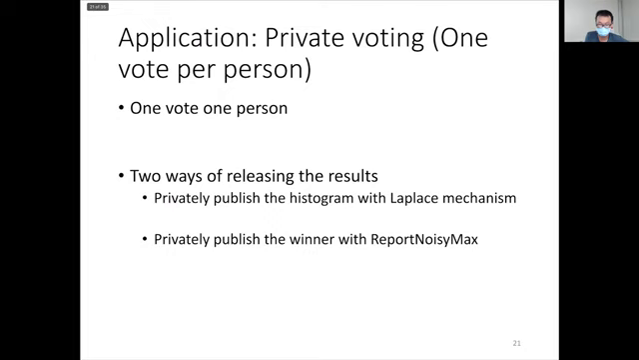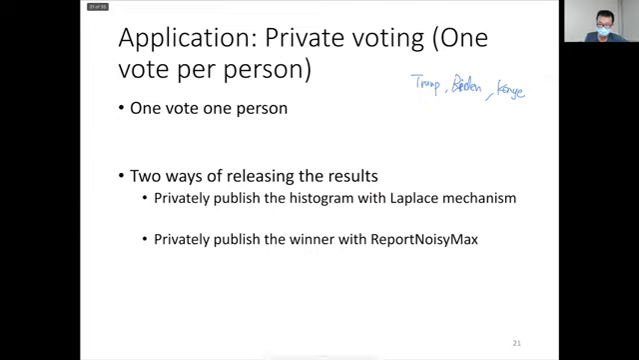We can compare the pros and cons of report noisy max on one intuitive example of private voting. First consider the case when one person has only one vote. Say we're voting for Trump, Biden, and say Kanye West. Each person can vote for only one person. Therefore, you end up getting a histogram.